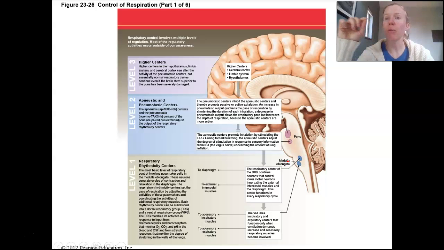We'll also see that the nervous system runs respiration, particularly the medulla oblongata. Are you starting to sense that this is a really important region of the brain, right, in the brainstem? So there we are down in the medulla oblongata. And the pons plays a role here, kind of a secondary role.